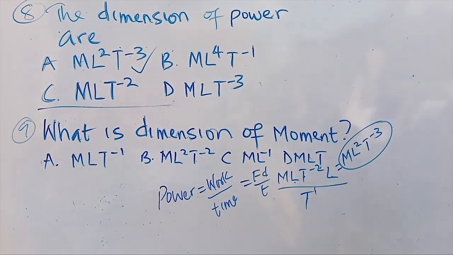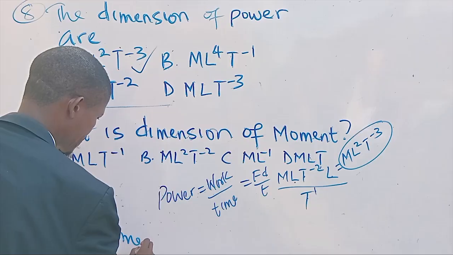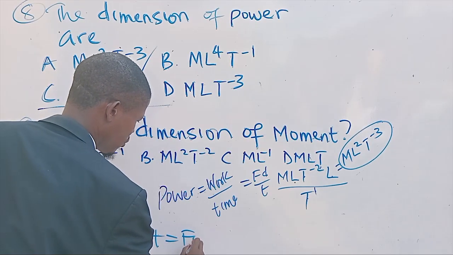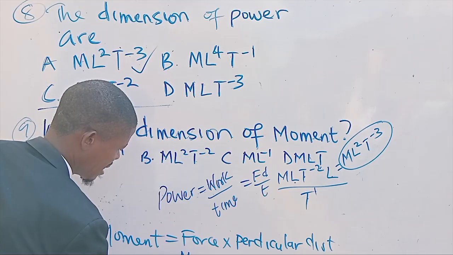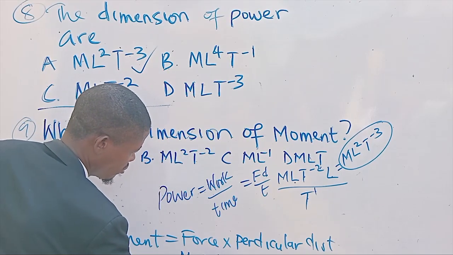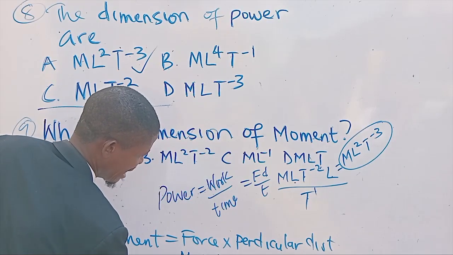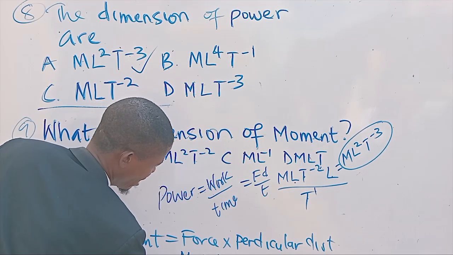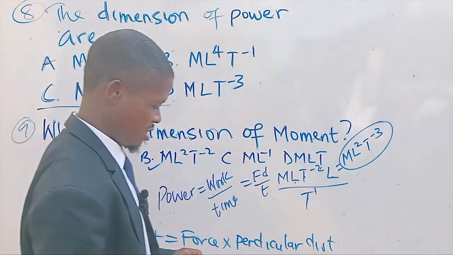For number 9, what is the dimension of moment? Moment has this formula. Moment is force times perpendicular distance. The dimension for force is M L T to the minus 2. Distance is L. So the dimension is what? M L times L, that's L squared, T to the minus 2. That's option B. And that's that on this question.